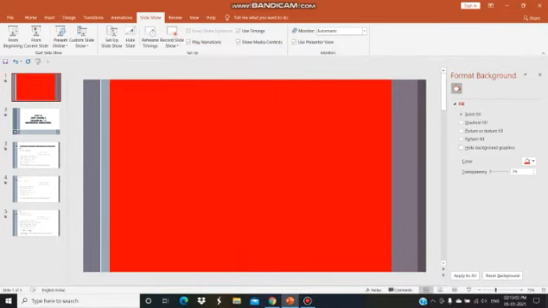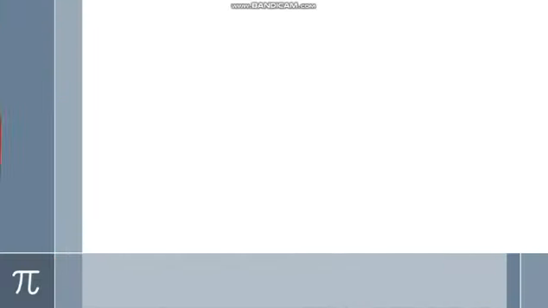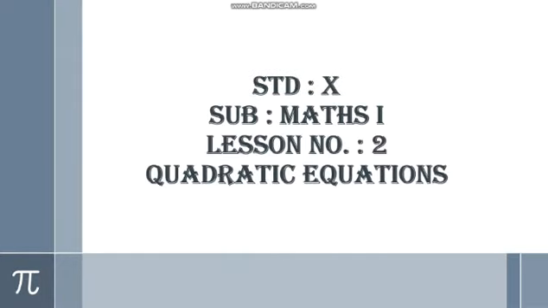Hello students, today we are going to see algebra lesson number 2, that is quadratic equation. You already know what a quadratic equation is. If the maximum index of the equation is 2, that equation is called a quadratic equation. The standard form of the quadratic equation is ax square plus bx plus c is equal to 0, that you had already learned.